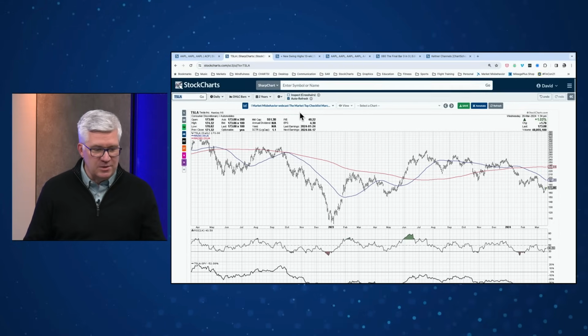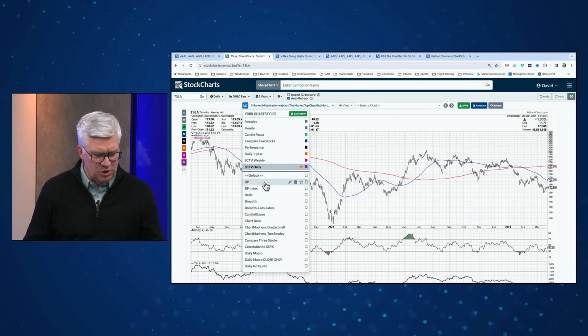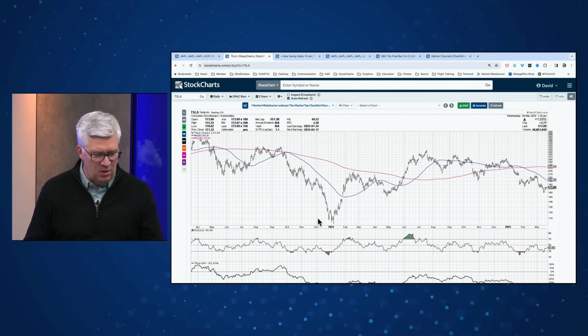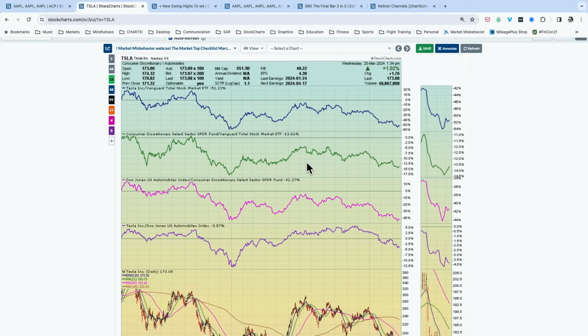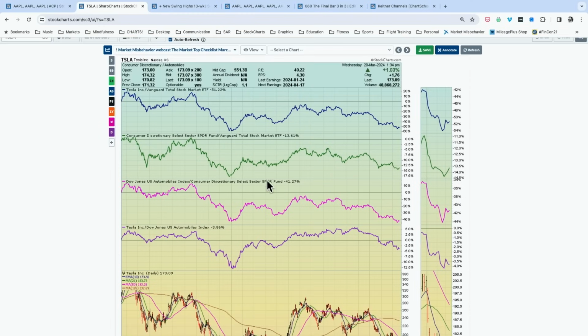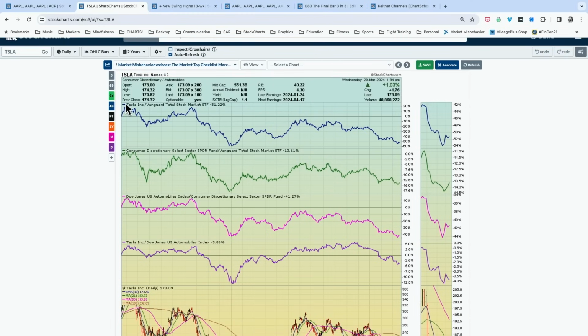Another way to think about this, by the way, just to finish up, is there's a chart style that Grayson Rose shared with me a while ago, and it's this one, and it's kind of busy, but it's really cool. So here at the top, we're looking at Tesla. This is Tesla relative to the overall market. Here's Tesla's sector, consumer discretionary, versus the overall market. Here's Tesla's group versus the sector, and here's Tesla versus the group.